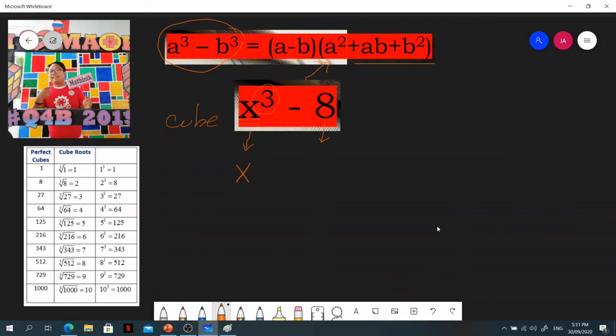So what about 8? Ang 8 by cube root, tingnan natin. Okay, so nandito siya. And ano ang cube root niya? Ito. So 2. Kapag nakuha na natin yung cube root, gamitin na natin ito. Okay, so ang sabi dyan ay a minus b.